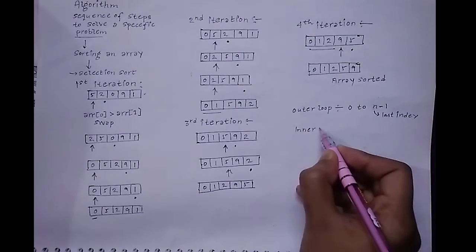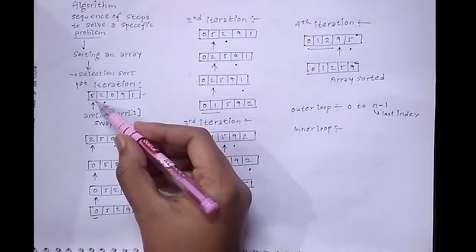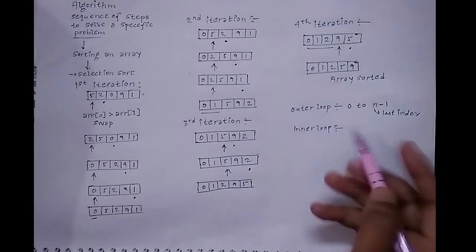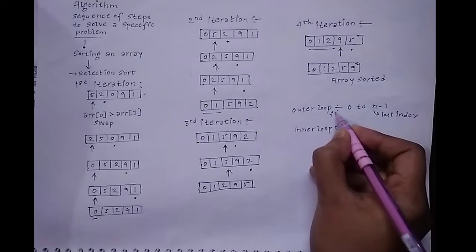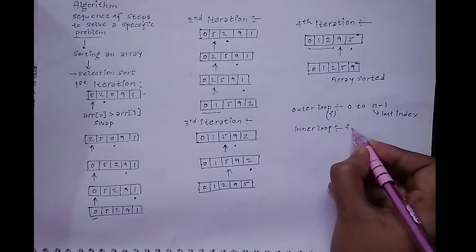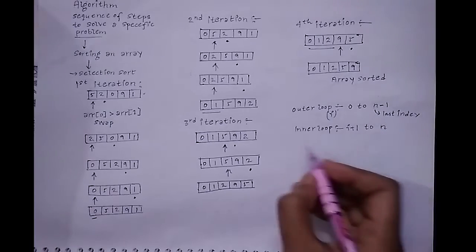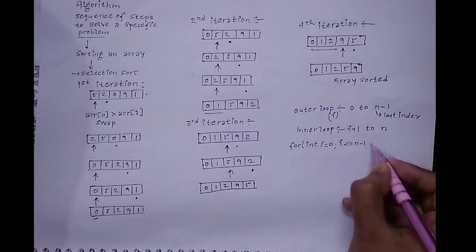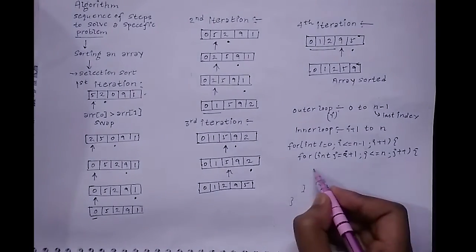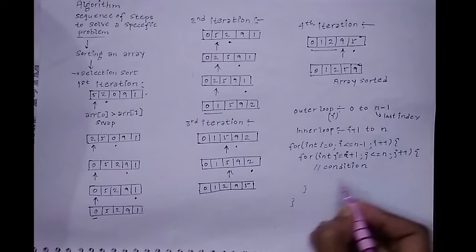And if we observe the inner loop, it starts from 1 plus the starting point of the outer loop. So if the outer loop starts from the first index, the inner loop will start from the second index. If we represent the outer loop with i, the inner loop will start from i plus 1 and will go till the last index. We can represent this logic using a nested loop in code like this. Inside the nested loop, we'll have a condition, and if the condition is true, we'll do swapping.